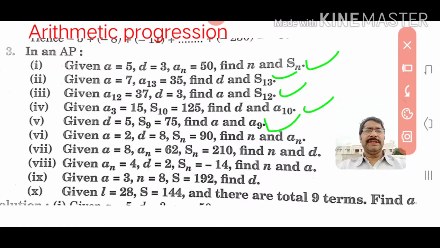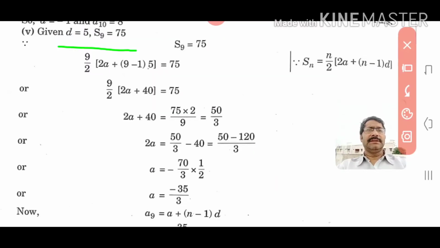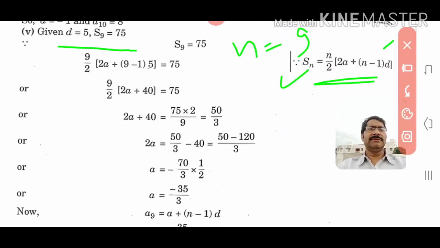In the 5th question, d is 5, S9 is 75, and you have to find a and a9, the first term and the ninth term. So how can we do it? Look here. S9 is given to you as 75. The Sn formula we know already: Sn equals n by 2 times (2a plus (n minus 1)d). Here d is given to you, n is given to you, n is 9, and a you have to find.